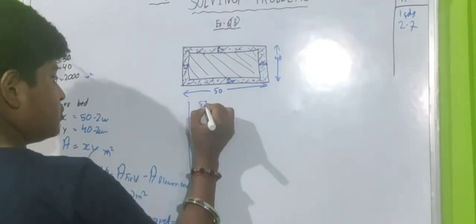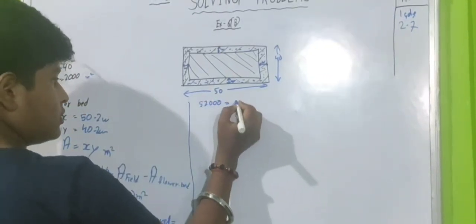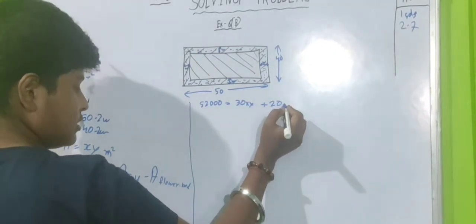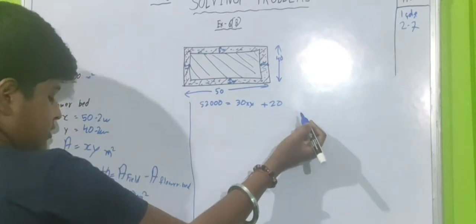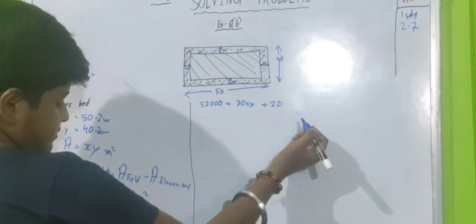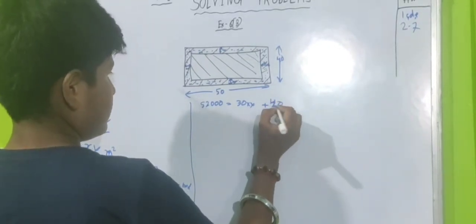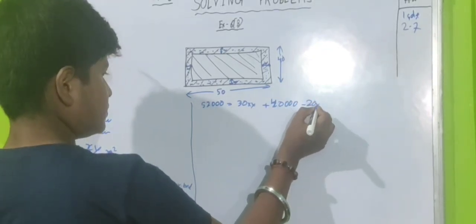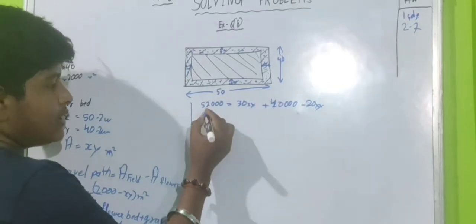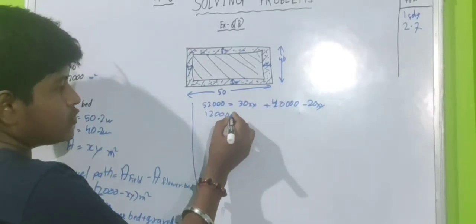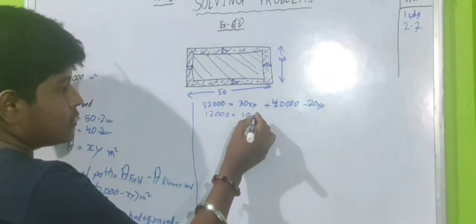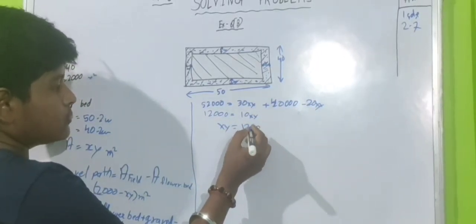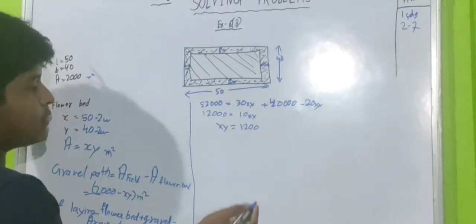You will get 5200 equals 30xy plus 20 into (2000 minus xy), that is 40,000 minus 20xy. So this will go here and we will remain with 20,000 equals 10xy. So finally xy equals 1200, after we divide.